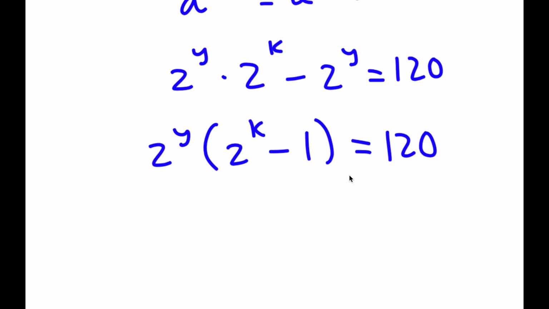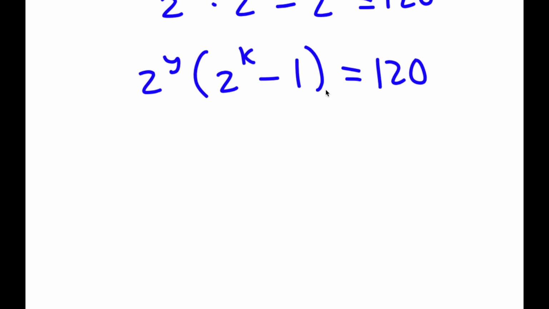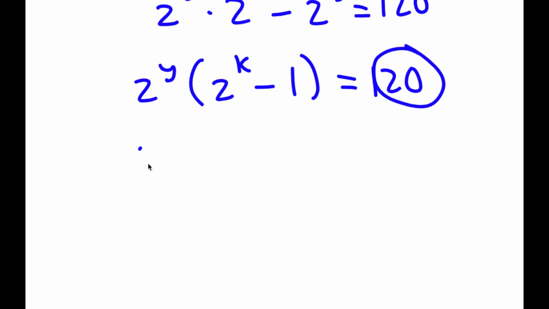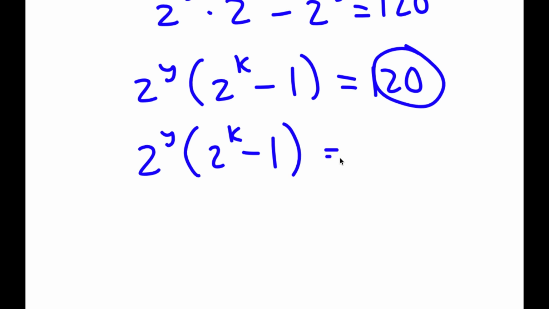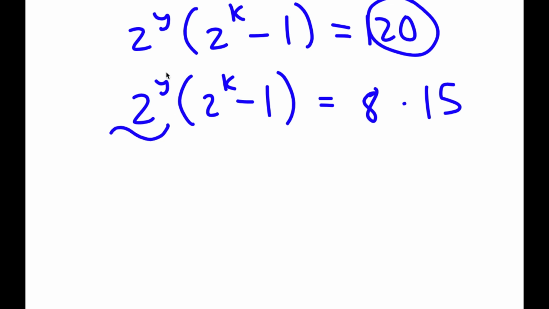So now this gives me two equations. Before that actually, 120, I can go ahead and rewrite as 8 times 15. So now, as you see, this is going to give me two equations. We can think of 2 to the power of y as 8 and 2 to the power of k minus 1 as 15.